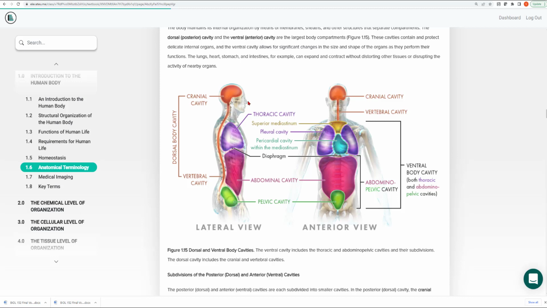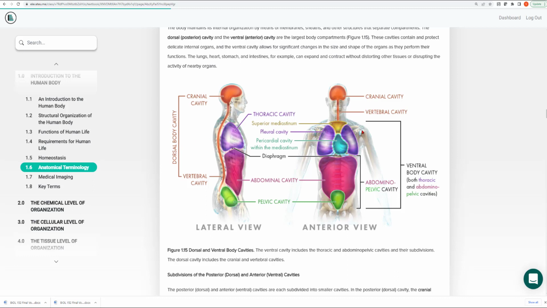Inside the body, there are some cavities. The cranial cavity here is where the brain is held, and continuous with the cranial cavity is the vertebral canal. When you look at the cranial cavity and the vertebral canal from the side like this, you can see that these two body cavities are in the back side. They're on the dorsal side of the body. So they're considered dorsal body cavities.